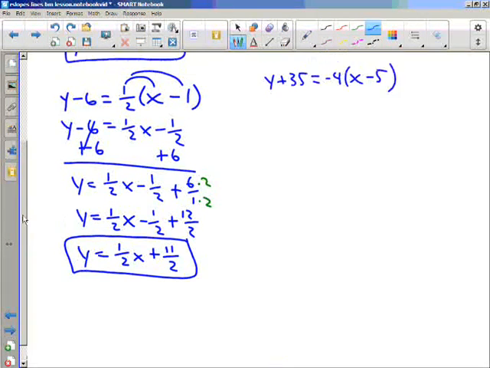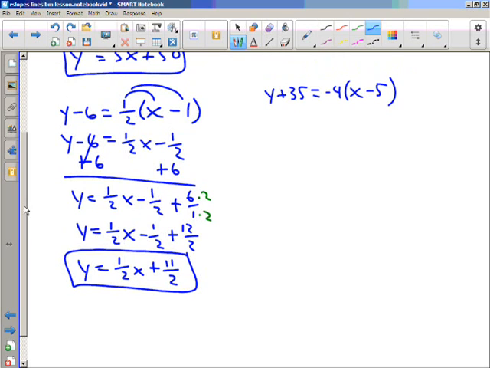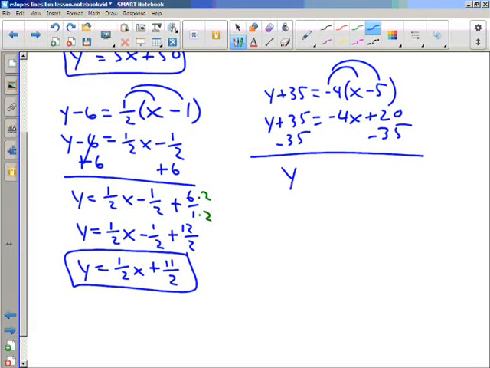All right, and then to finish up here, distribute. Remember, distributing a negative, when you multiply negative times a negative, you get a positive. And to undo plus 35, we subtract 35, leaving y equals negative 4x minus 15.